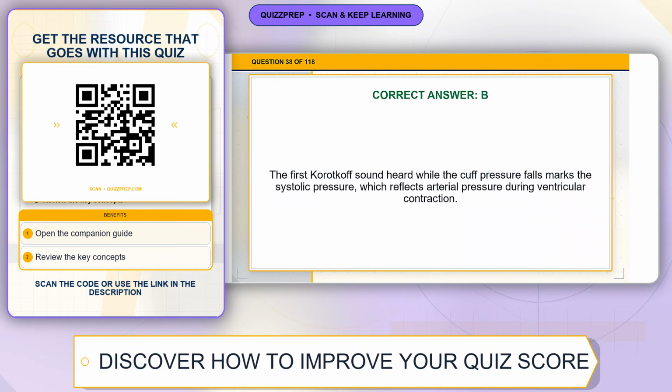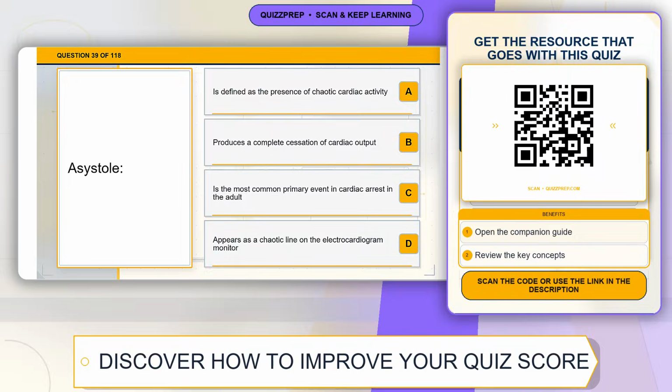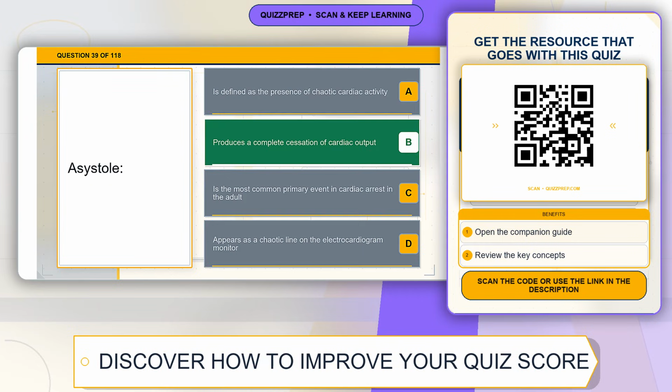Explanation. The first Korotkoff sound heard while the cuff pressure falls marks the systolic pressure, which reflects arterial pressure during ventricular contraction. Question 39. Asystole. Option A, is defined as the presence of chaotic cardiac activity. Option B, produces a complete cessation of cardiac output. Option C, is the most common primary event in cardiac arrest in the adult. Option D, appears as a chaotic line on the electrocardiogram monitor. The correct answer is option B, produces a complete cessation of cardiac output.